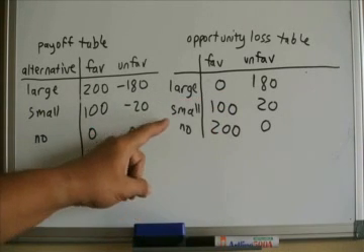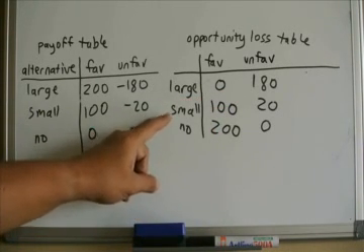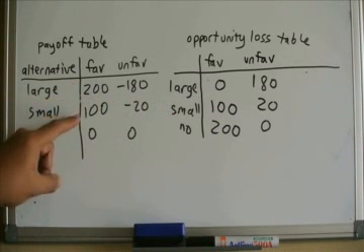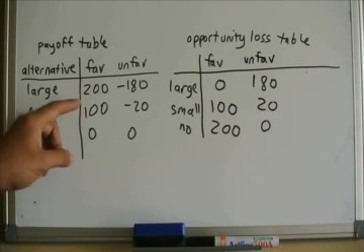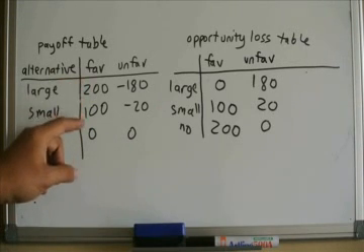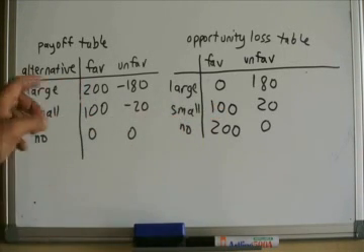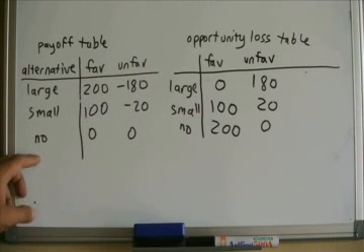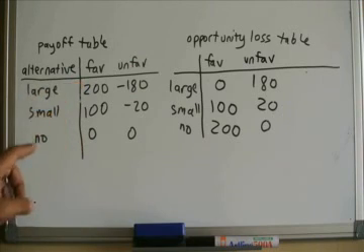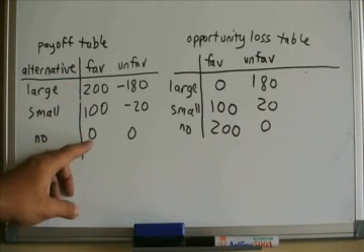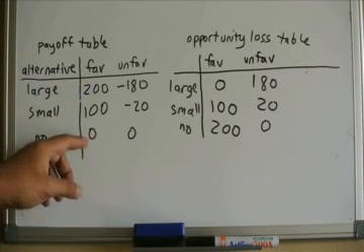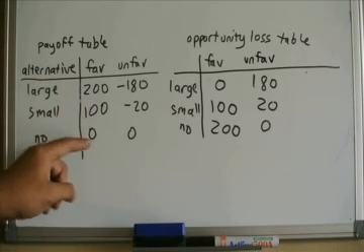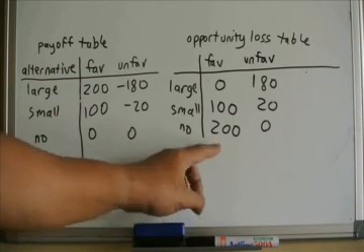But what if the person built a small plant? He should have built a large plant and gotten 200, but because he built a small plant, he only got 100. So how much did he lose? 200 minus 100 is 100. Now what if a person didn't build any plant? He should have built a large plant and got 200, but because he didn't build any plant, he got 0. So how much did he lose? 200 minus 0 is 200.